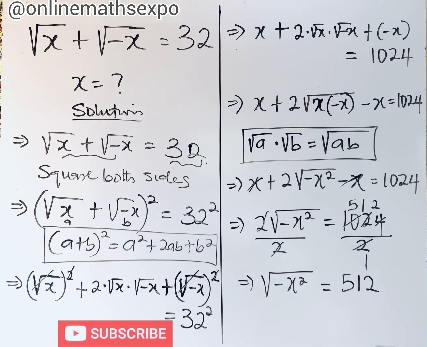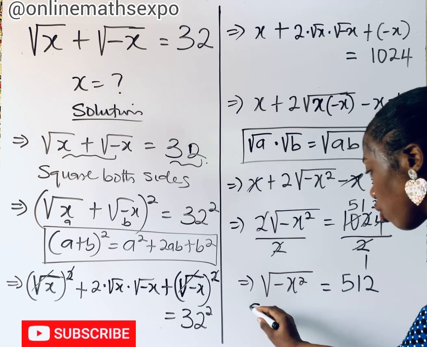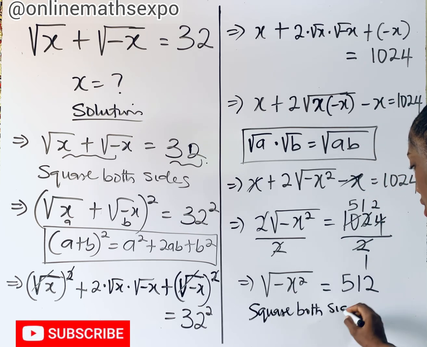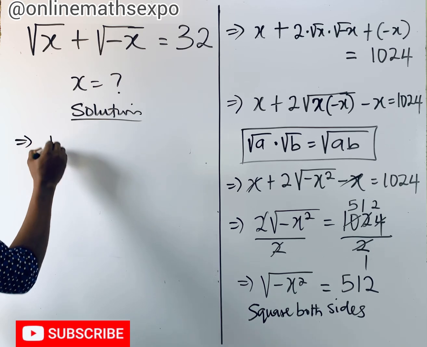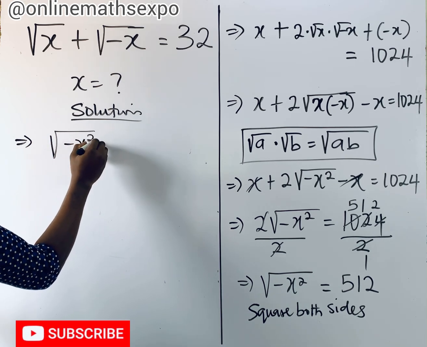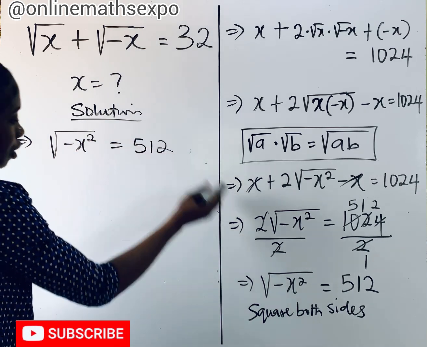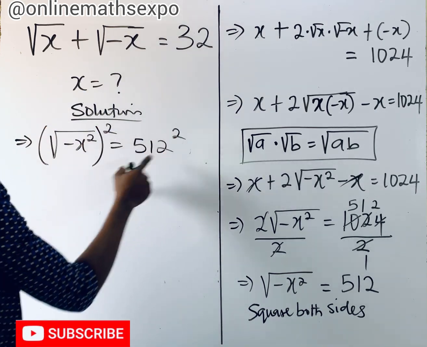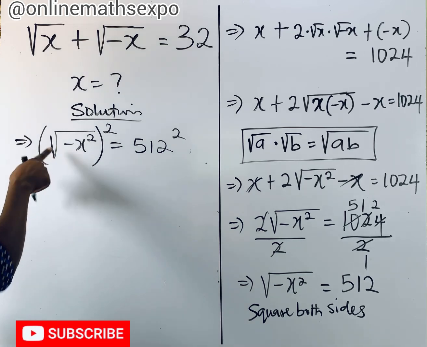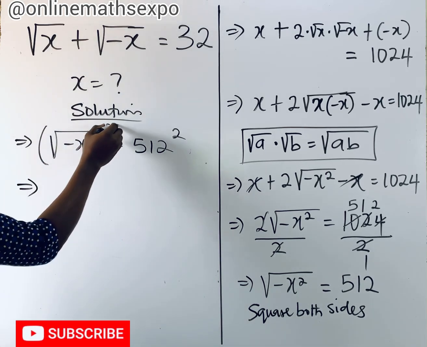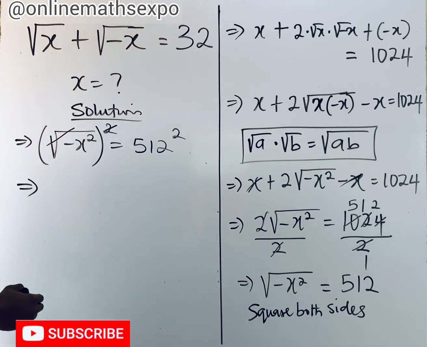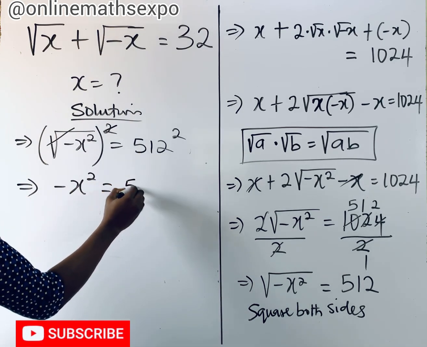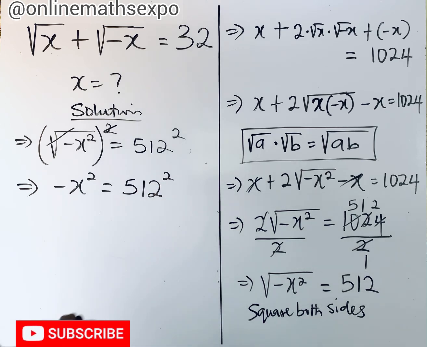So what we do here is to remove the square root, we are going to square both sides again. So we have the square root of negative x squared is equal to this. So we square both sides, you square this side and also square this so I can remove the square root. If you do that, this can now cancel the square. Did you see now? So you are left with negative x squared is 512 raised to the power of 2.